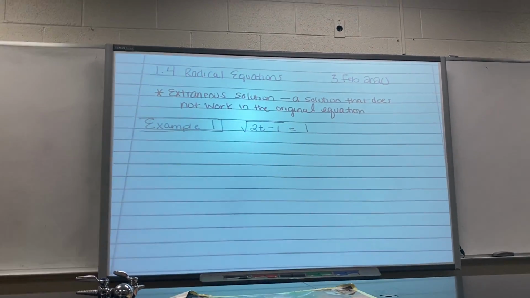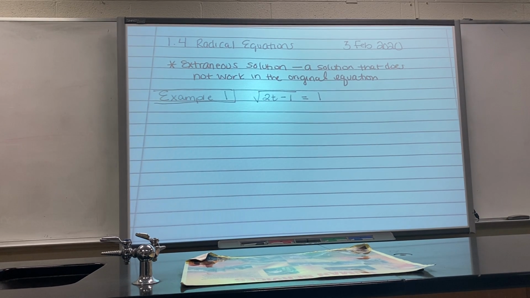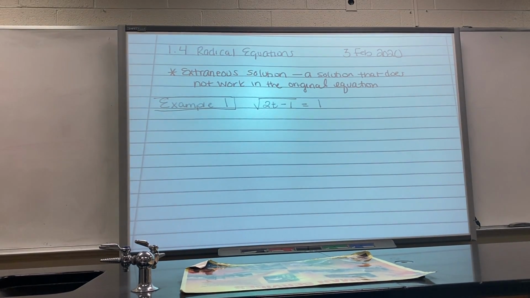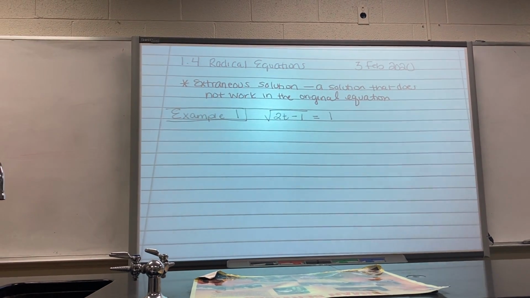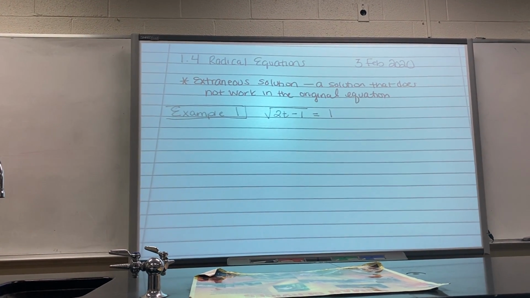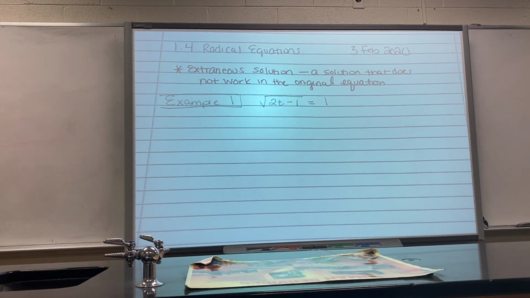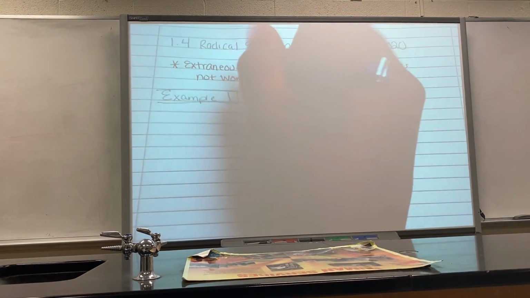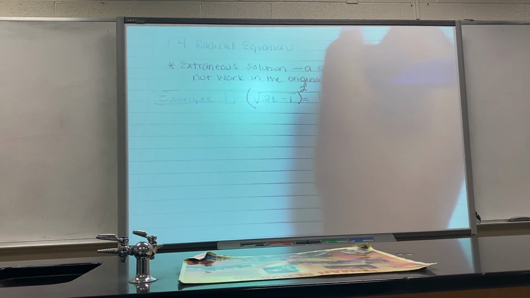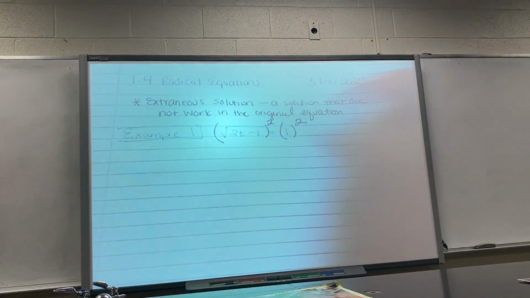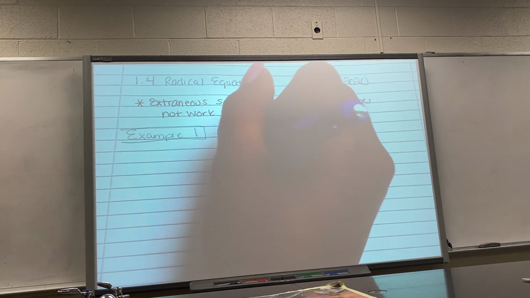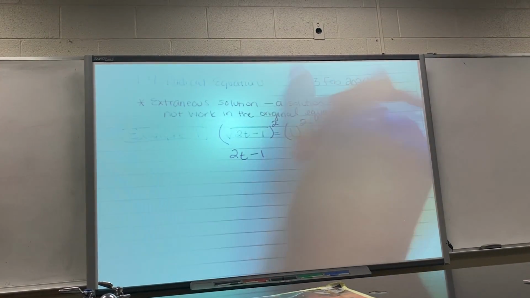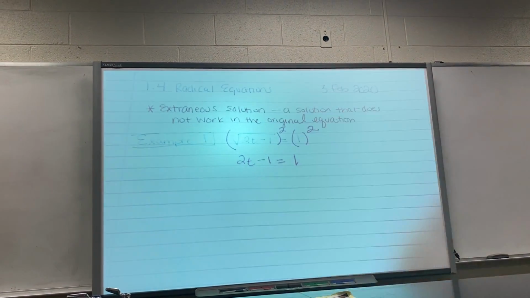I got the square root of 2t minus 1 is equal to 1. So the very first thing I want to do is to get rid of the square root, so that way I can go ahead and solve both sides for t. So I'm going to square both sides of my equation. Doing so makes the root go away on the left side, so I'm left with 2t minus 1 is equal to 1 squared, which is just 1.